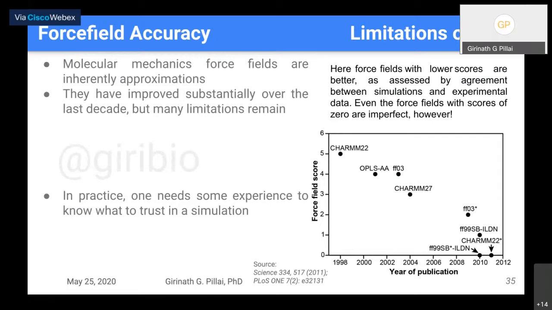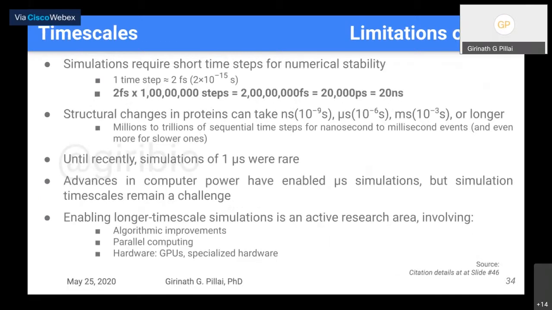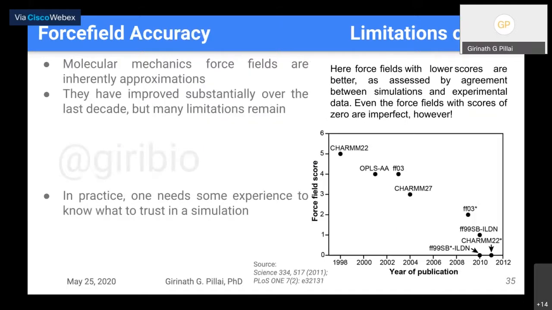The previous one, which I was telling about, timescale, is a limitation. That is what I wanted to emphasize. Another limitation is force field accuracy. Molecular mechanics force fields are inherently approximations, that we all know. They are not the exact ones. Most computational methods are like that. They have improved substantially over the last decade, but many limitations still remain.